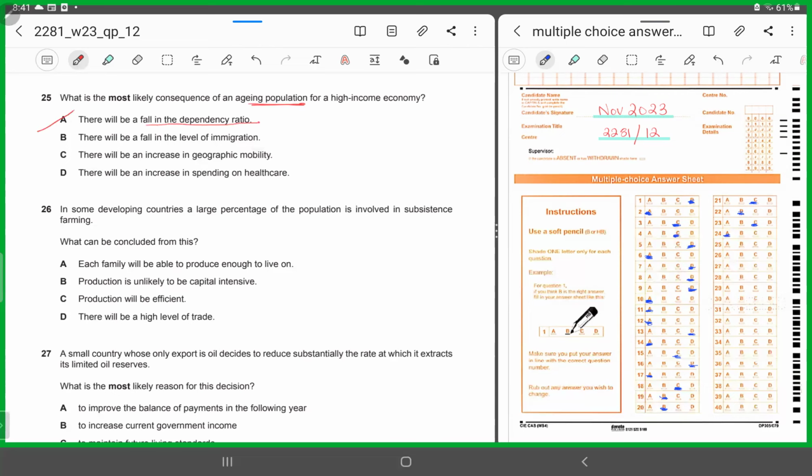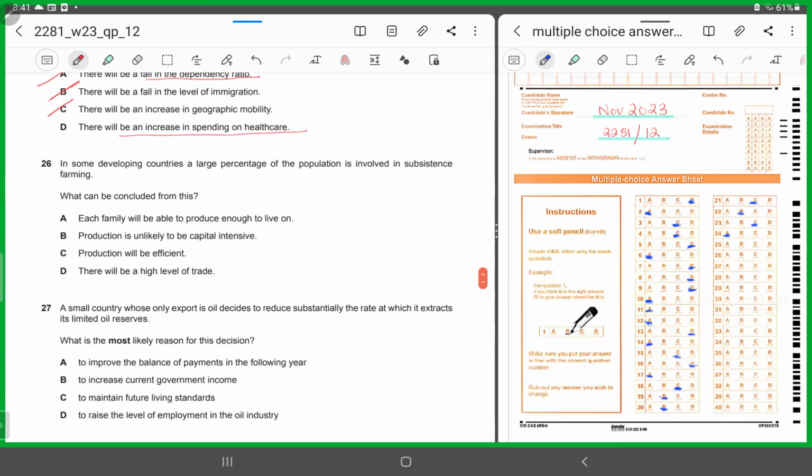There will be a fall in the level of immigration. Immigration has nothing to do with the aging population. There will be an increase in the geographic mobility. No, again, it's negating. There will be an increase in the spending on healthcare. Yes, because you need to take care of your elderly. 25th, it has to be D. All right, people. I hope you all are with me.